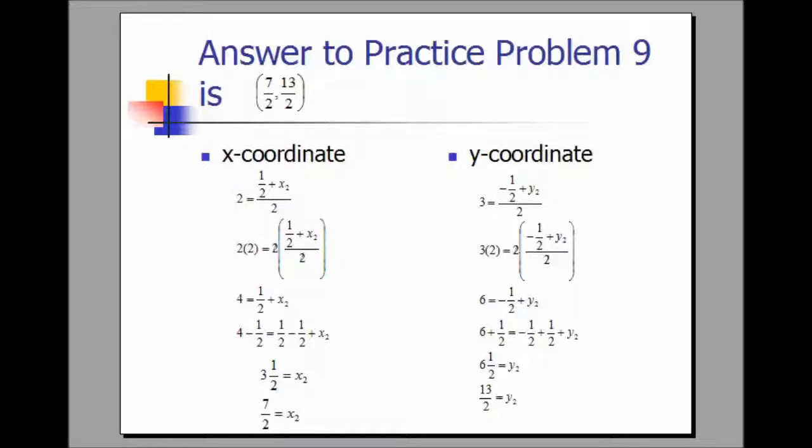To find the y-coordinate, we substitute. We have 3 equals (negative 1/2 plus y sub 2) over 2. Multiply both sides by 2 to clear the fraction. We're left with 6 equals negative 1/2 plus y sub 2. We add 1/2 to both sides, and we have 6 1/2 equals y sub 2. Writing 6 1/2 as an improper fraction gives us 13 over 2 equals y sub 2.